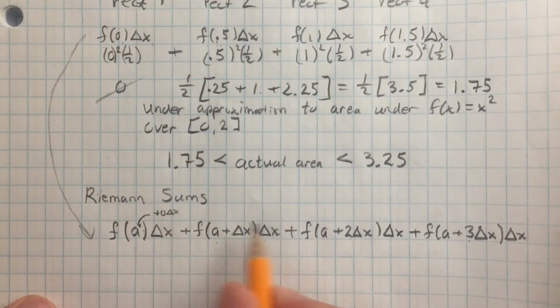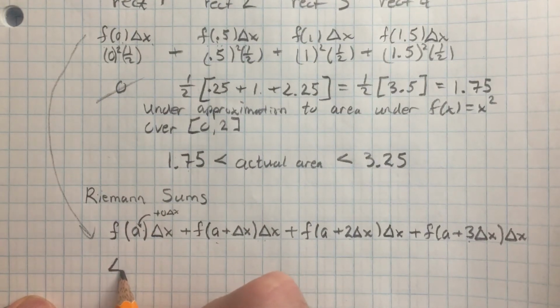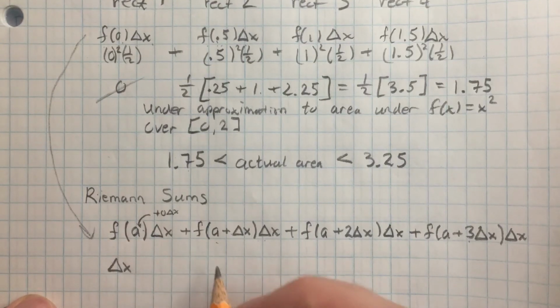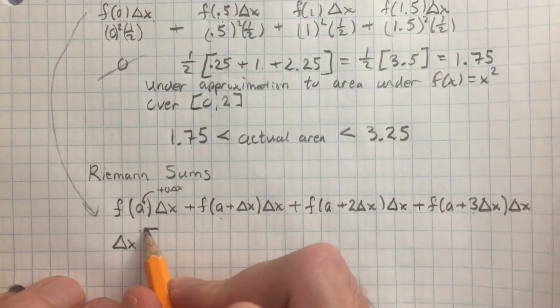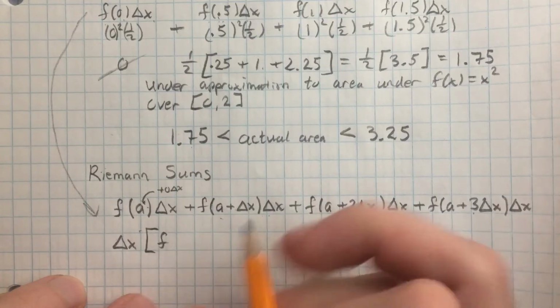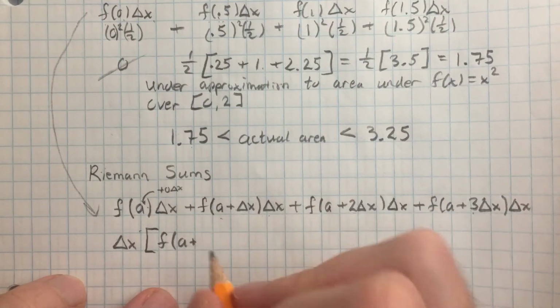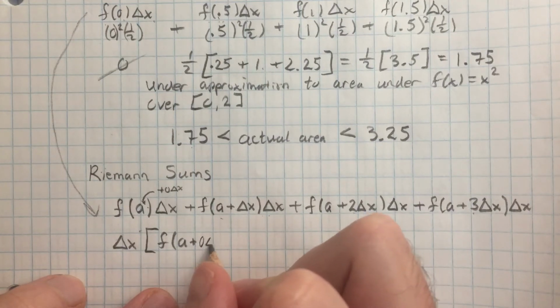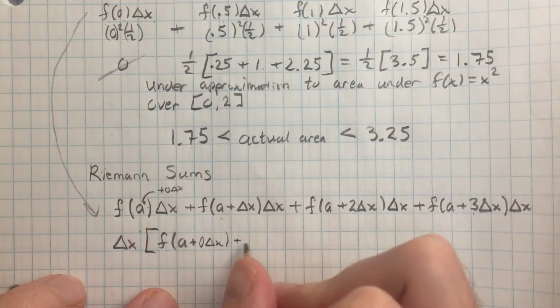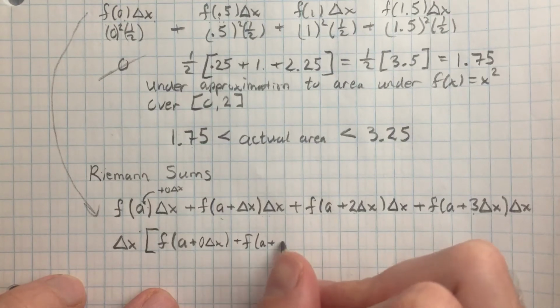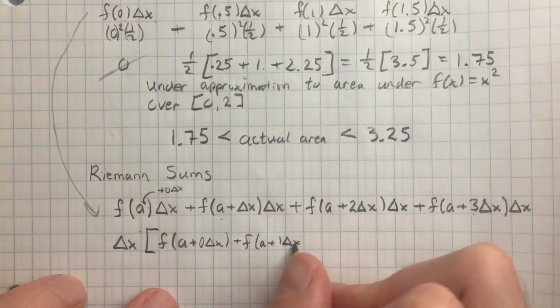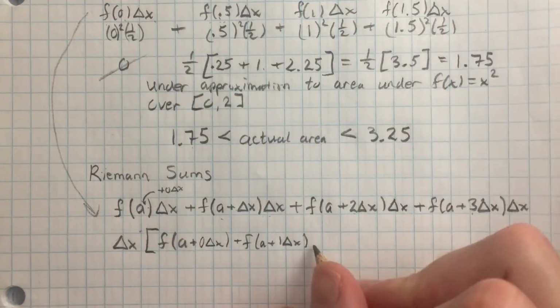Again, delta x can move to the outside of all this. So let's take delta x out for a moment. You've got delta x here, and then you've got this other expression: f of, again, I'm going to fill it in here this time, a plus 0 delta x, f of a plus 1 delta x. I'm just going to write it outright, 1 delta x.